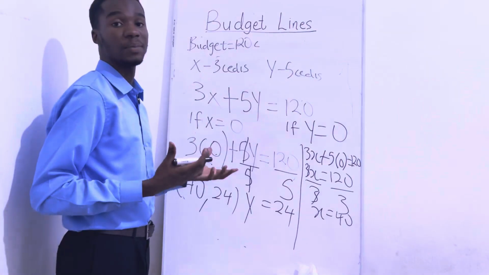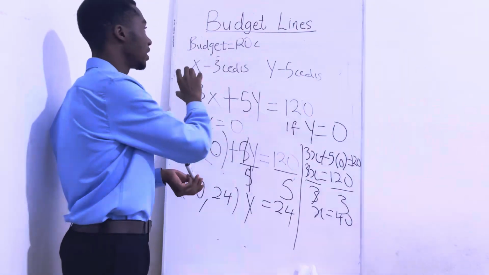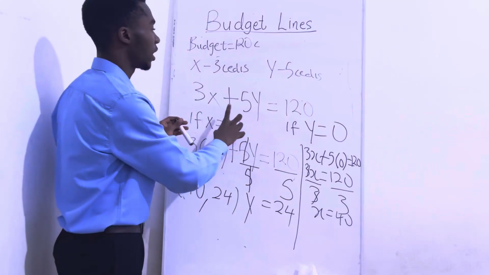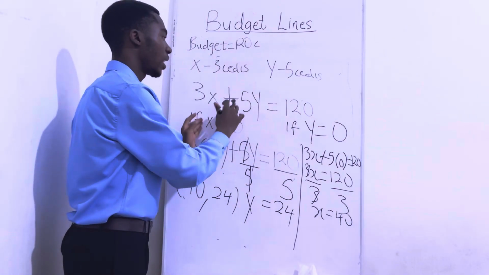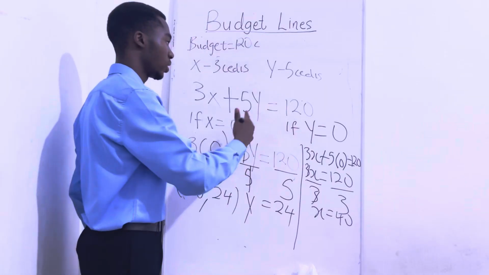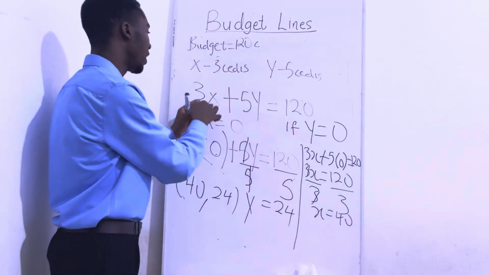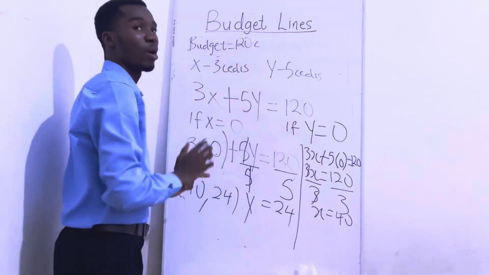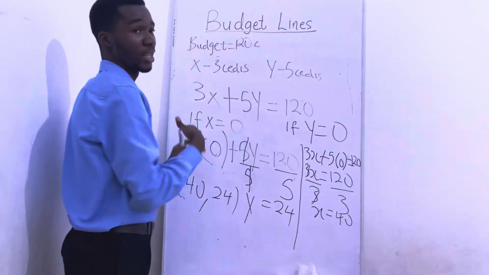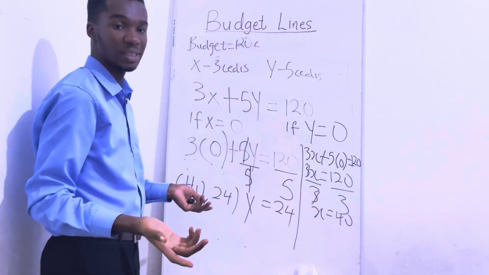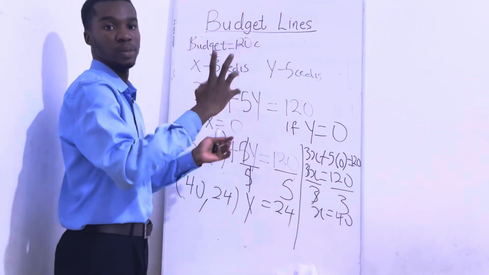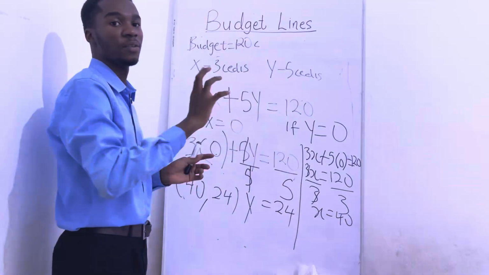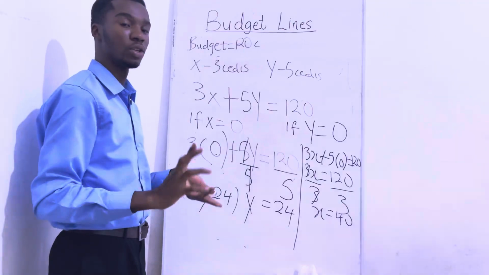That's all. So anytime they give you a question like this, the first thing is that you write the equation. So 3X plus 5Y is equal to 120. So 3 times X plus 5 times Y is equal to your budget, which is 120. Then you assume that if X is equal to 0, you find the Y. Then if Y is equal to 0, you find the X. If it's P and Q, you do the same thing. If P is equal to 0, what will be Q? If Q is equal to 0, what will be P? So always just equate all the variables to 0 and find the other one.